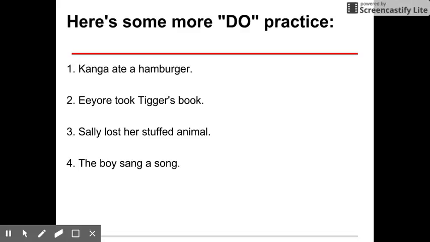Let's try some more. Do the same thing for these. Number 1, Kanga ate a hamburger. 2, Eeyore took Tigger's book. 3, Sally lost her stuffed animal. 4, the boy sang a song.